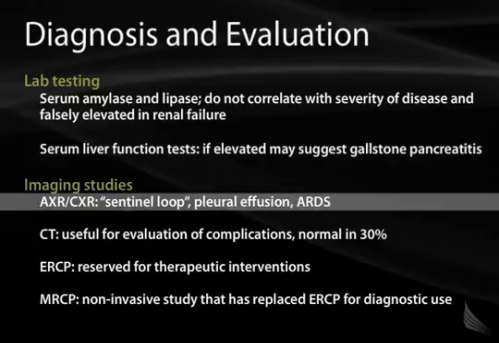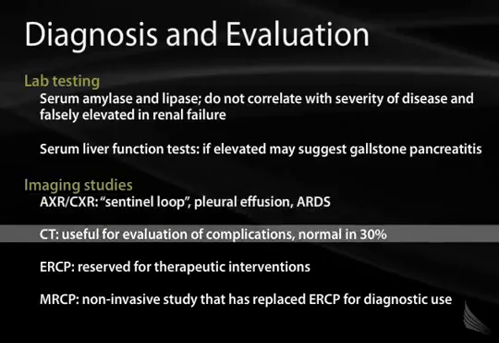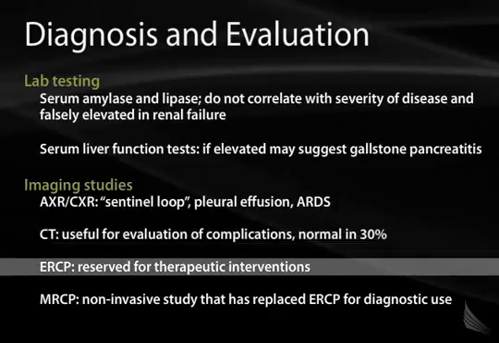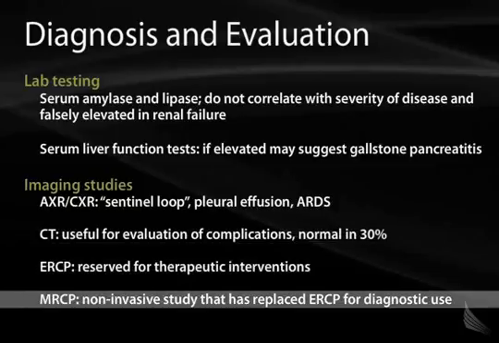Imaging studies include an abdominal X-ray or chest X-ray, which includes the classic sentinel loop, which is essentially a paralyzed loop of bowel with ileus present, a pleural effusion, or ARDS. A CT scan is useful for evaluation of complications and is normal in 30% of cases. It's especially useful when looking for necrotizing pancreatitis, which carries a much higher mortality with it. ERCP is reserved for therapeutic interventions, and increasingly MRCP is used, as this is a non-invasive study and can be used as a diagnostic tool without exposing patients to the risk of ERCP, which include pancreatitis.